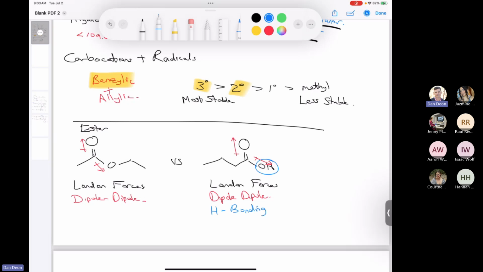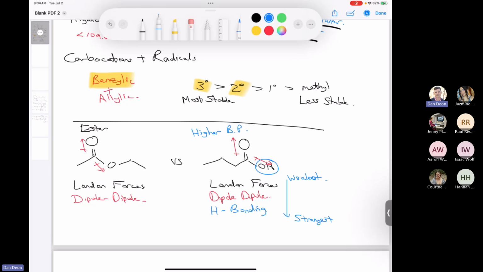Now, in terms of intermolecular force strength, hydrogen bonding is the strongest, and the London force is the weakest. And so if we look at the boiling points of the two of these, that would mean that this compound is going to have a higher boiling point because it has a stronger intermolecular force that the other compound does not have.